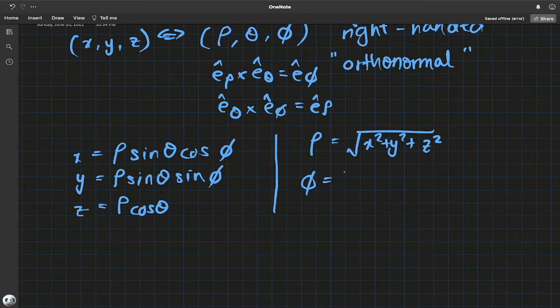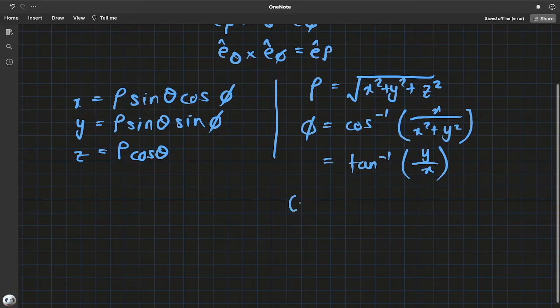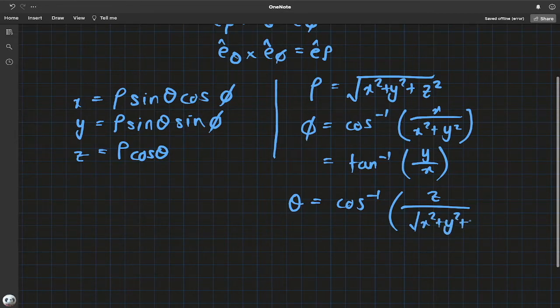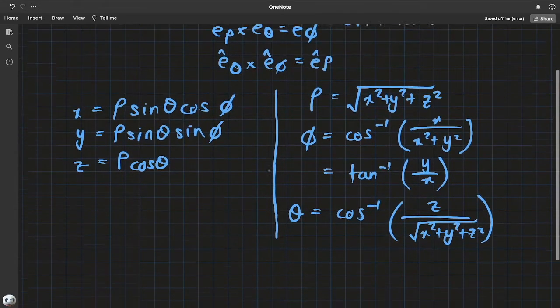Your phi, you can invert this as cosine inverse of x over the square root of x squared plus y squared. But I don't really prefer this. I prefer the inverse tangent of y over x because this is just like our cylindrical coordinate system and it's easier to remember. Theta is cosine inverse of z over the square root of x squared plus y squared plus z squared. So this is the inverse conversion between these guys.